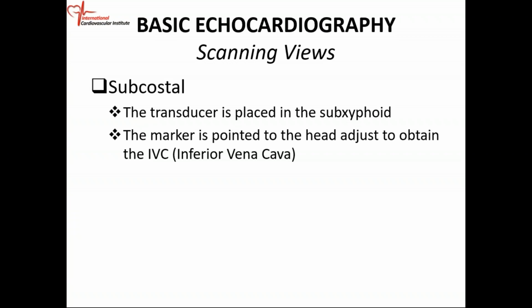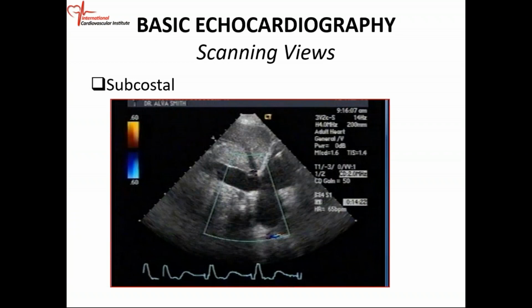The marker on the transducer is pointed to the patient's head, and you're going to look at the IVC, the inferior vena cava. Okay, so this is your inferior vena cava right here, and the inferior vena cava drains into the right atrium. Okay, this is your hepatic vein. Hepatic vein drains into the inferior vena cava. Very important view. That's the liver. Okay, that's the right atrium. The inferior vena cava drains into the right atrium.